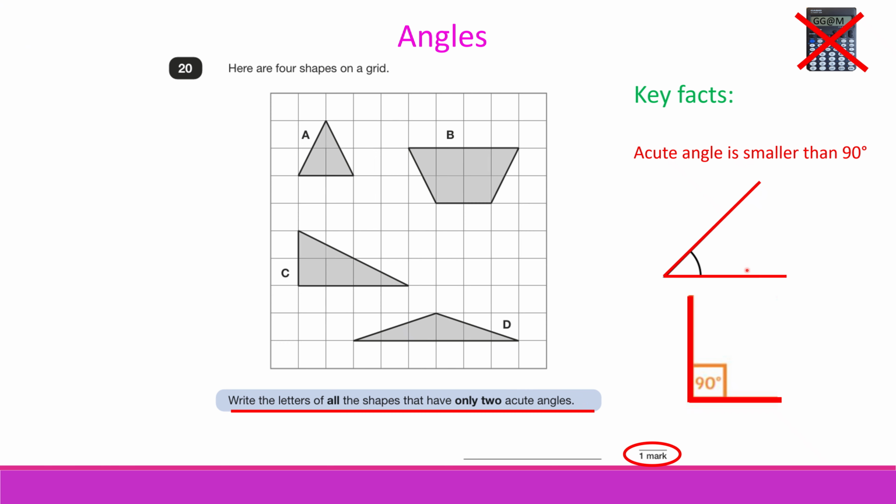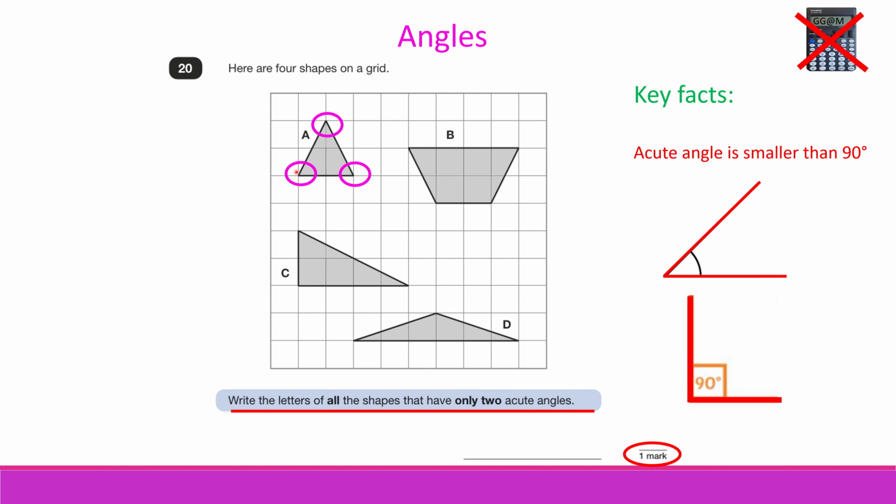Fantastic work. Hopefully you've managed to work out which letters are correct. So we're going to start off with shape A, and we're going to look at the corners first. The angle at the top here, if you see the squares here, you can see the right angle in there. This is less than 90 degrees, so this is an acute angle. Same on this corner here, and the same on this corner here.